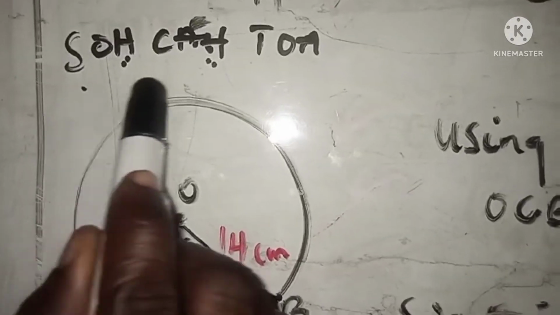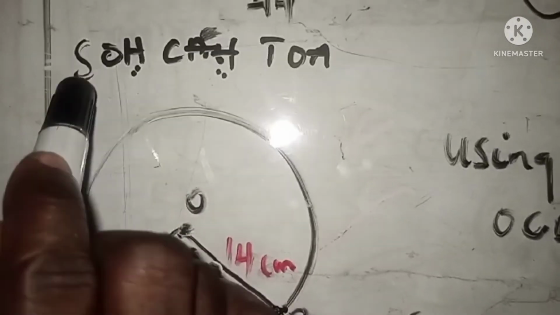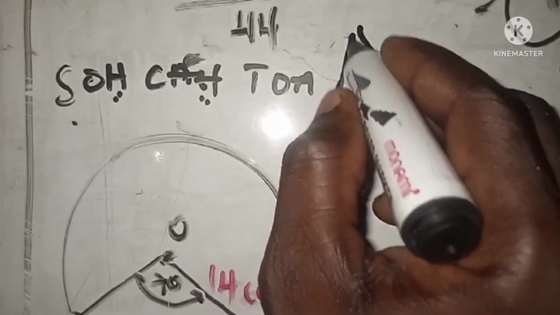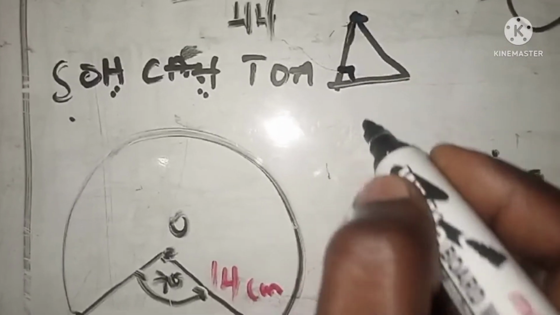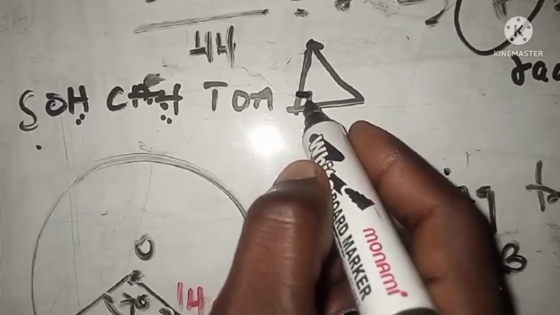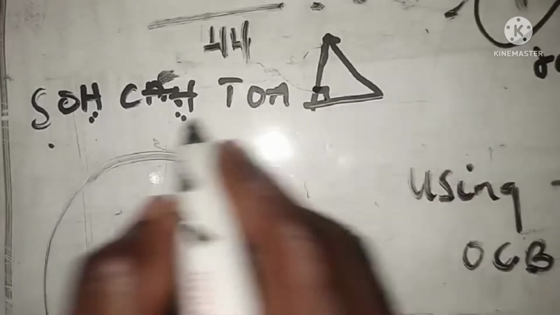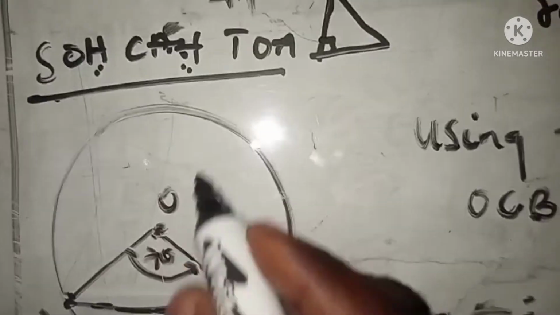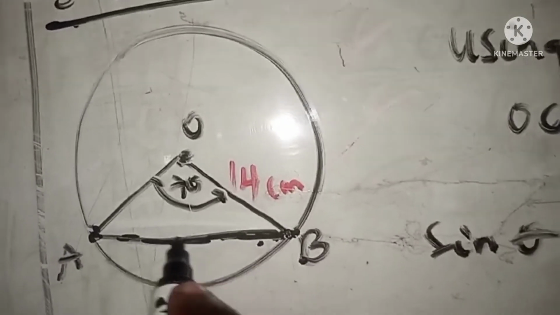Okay, now this is SOHCAHTOA. The only way you can use this is to have a right angle triangle. What I mean by the right angle triangle is that one angle of your triangle has to be 90 degrees, right? So if none of the angles of the triangle is 90, you cannot use this. Are you there? So we are going to use SOHCAHTOA here, so one angle of our triangle here has to be 90 degrees.